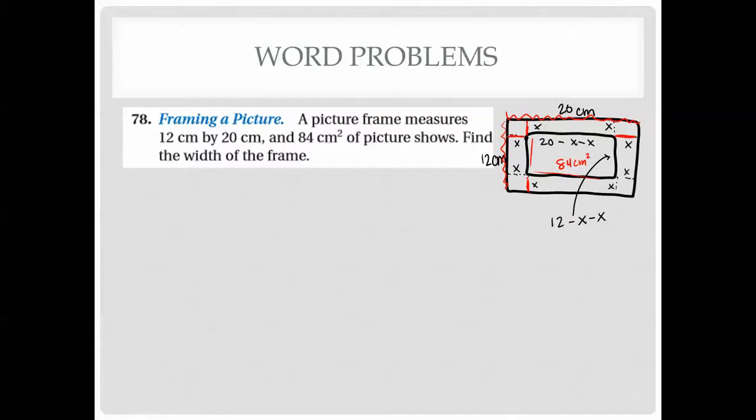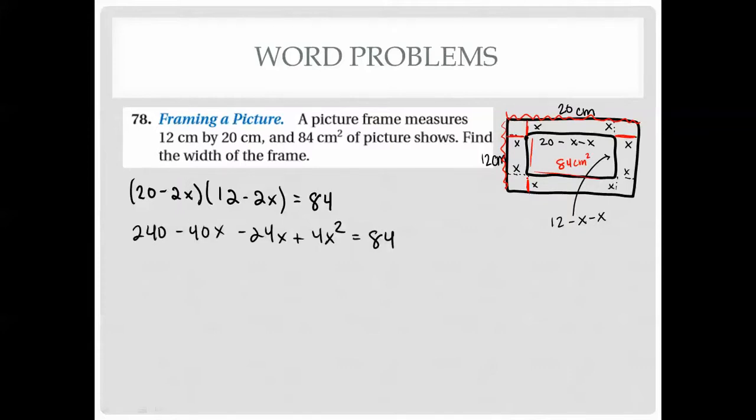So length times width equals area. So 20 minus 2x, I just combined like terms there, times 12 minus 2x equals 84. Then I'm going to FOIL, first, outer, inner, last. I get 240 minus 40x minus 24x plus 4x squared equals 84. Combine like terms and write in standard form. I get 4x squared minus 64x plus 240 equals 84.